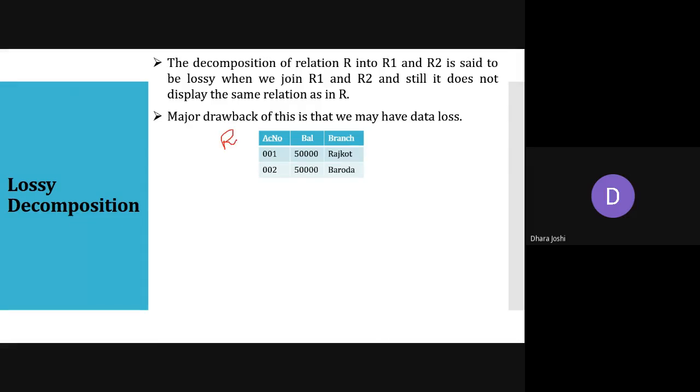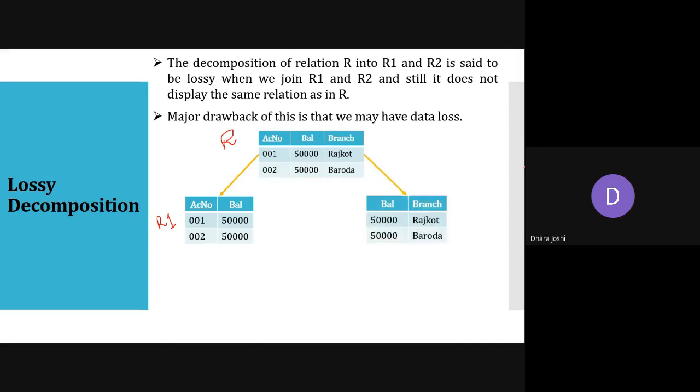Now from this relation R, I can decompose it into two new relations. R1 is account number and balance. In the previous parent relation, we had three columns, but here we are just considering two columns, account number and balance. And R2 has the balance and branch.